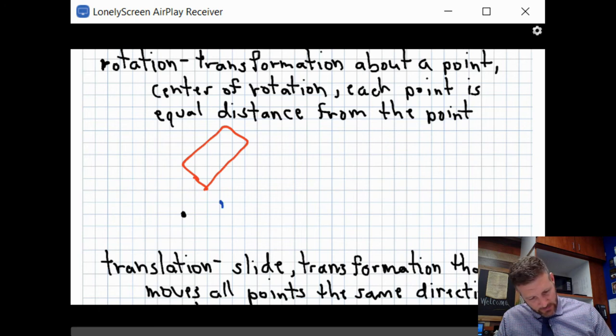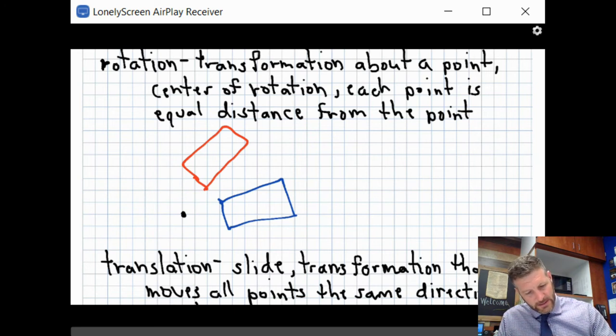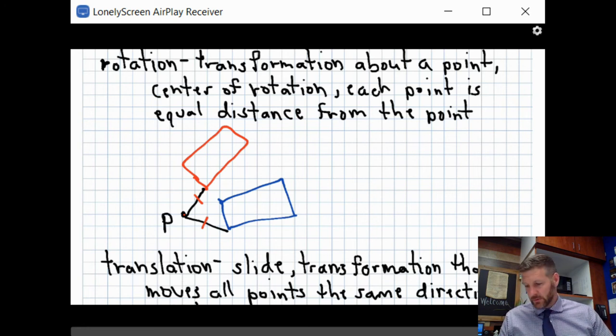And now it is a good rotation when, as it says, the distance from this point to this point, those two distances, should be the same. And that would be any other point as well. And then again, this point, we'll just call it point P. That is the point or the center of rotation. And you can see the image is rotating that direction.